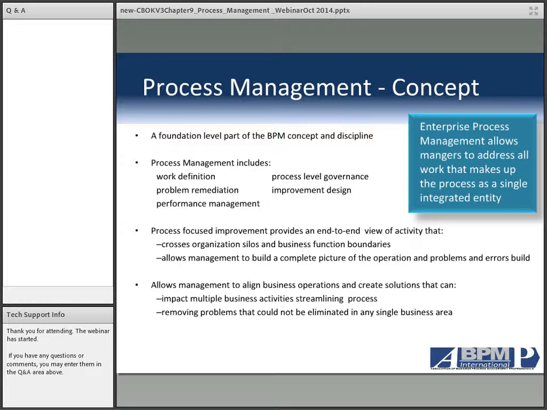But in addition to it, I mean, it's separate from it, but it now looks at managing activity across all the different organization units that contribute some work, some end product, some assembly to the overall process and the end products of that process. So managing it includes work definition, problem remediation, performance management, governance, and improvement design.